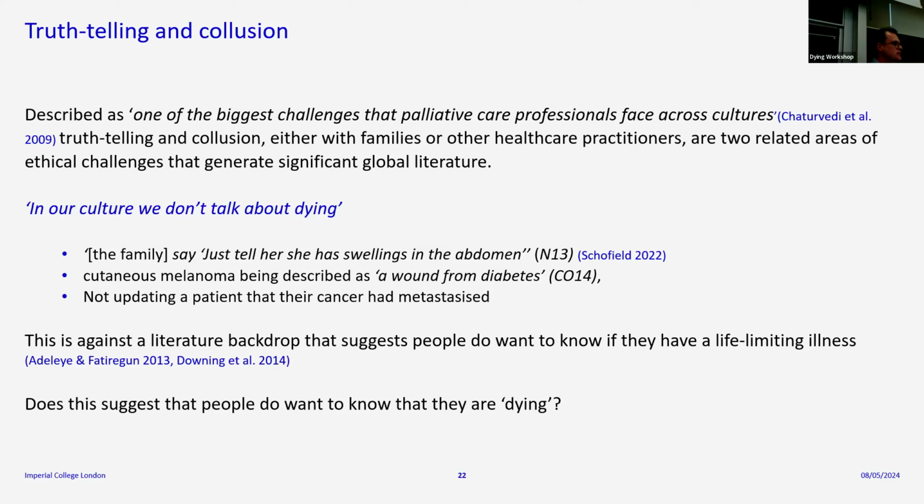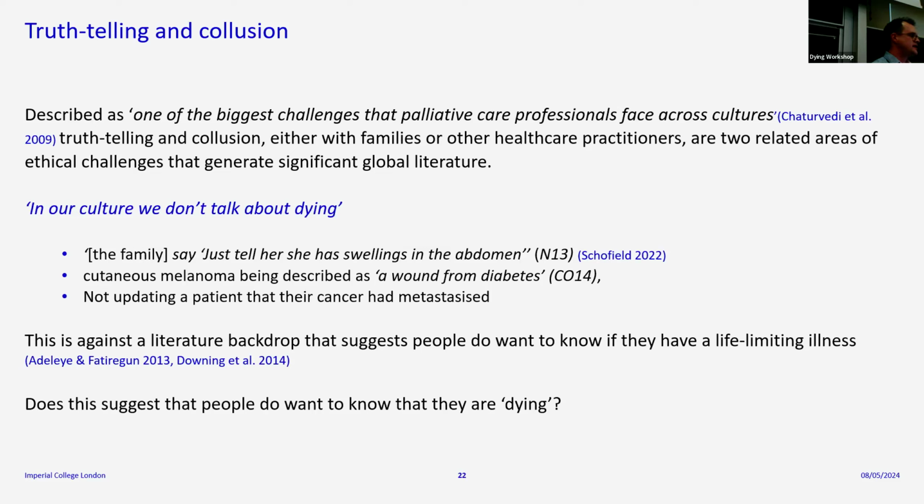But some of the things people talk about were things around just the diagnosis itself. Just tell them they have swellings. That was a really common thing I was hearing. Melanoma being a wound from diabetes, or not updating someone. Another one of truth telling is not saying that they don't have a cancer diagnosis, but that it's less serious than it might be. It's not metastatic, it's curable. And it's really interesting.